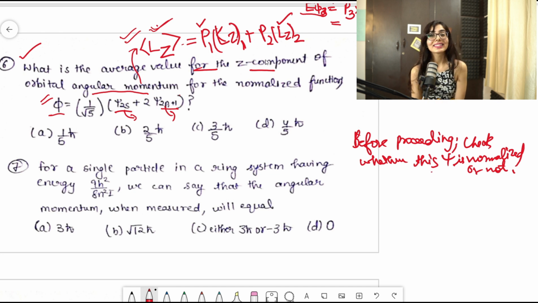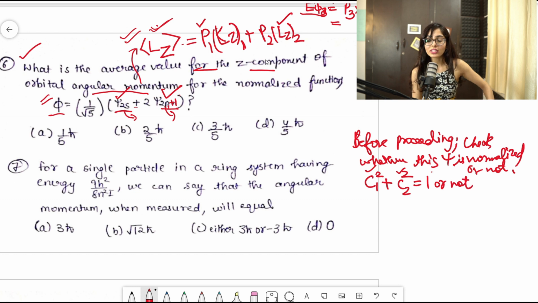So how will you check whether psi is normalized or not? C1 square plus C... how many C will you write? First of all, tell me. There are two states, because it is psi 2s and psi 2p comma plus 1 is given. Clear? So I will write C1 square plus C2 square is equal to 1 or not, because first of all I'll check this condition, then only I can proceed.